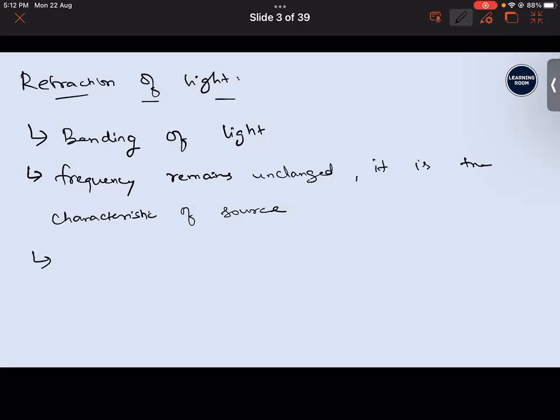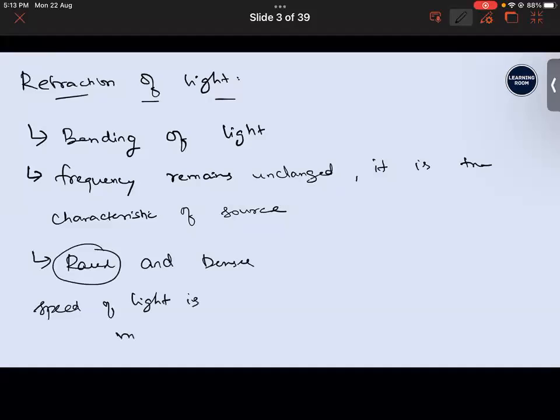Third point. There are different kinds of media that we discussed based on the speed of the light in that particular medium. What are they? You classify them as rarer and denser. So what happens in a rarer medium? Speed of light is more on a comparative basis, whereas in a denser medium, the speed of light is slightly less, right?